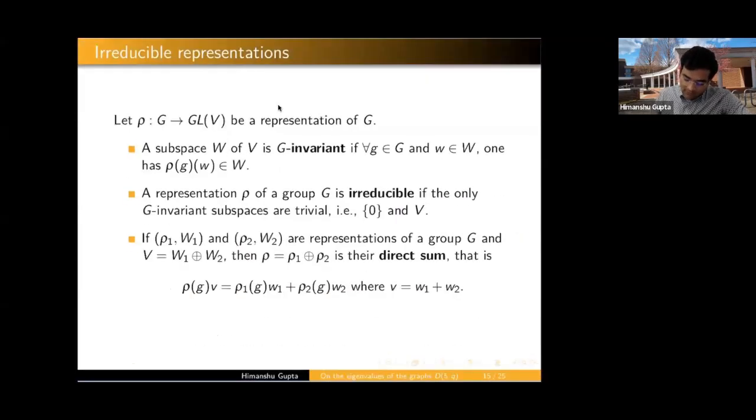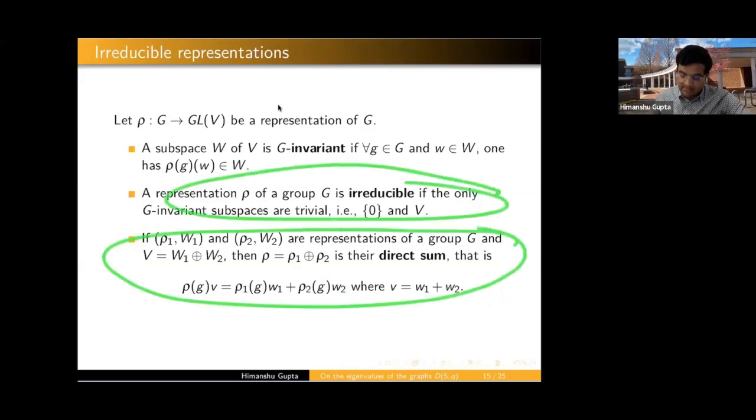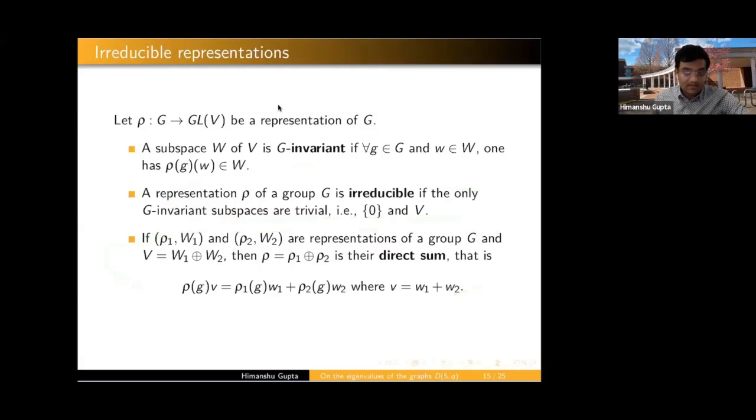Now, if we have two representations, rho 1 on W1 and rho 2 on W2, we can construct another representation by taking the vector space as the direct sum of these vector spaces. This new representation is called the direct sum. What it does is, if V is W1 plus W2, on W1 it acts like rho 1, and on W2 it acts like rho 2. So that is the direct sum of two representations. That's what I introduced: irreducible representation and the direct sum of two representations.